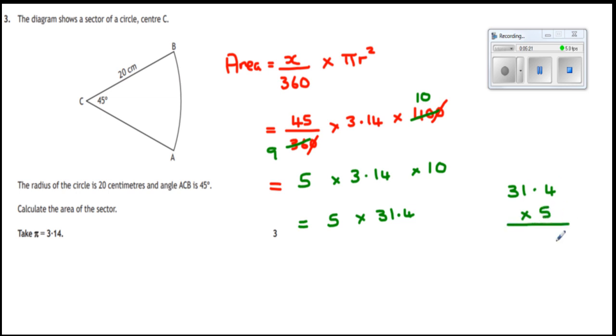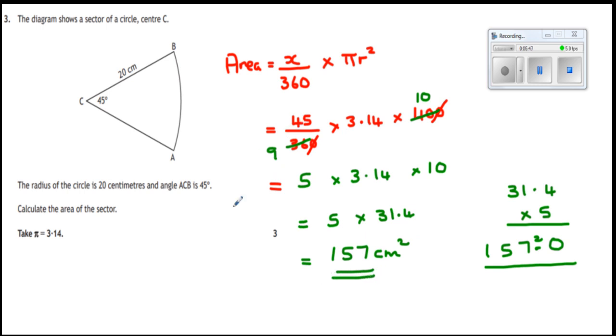So 5 fours are 20, put down a 0, carry 2, 5 ones are 5 and 2 makes 7, 5 threes are 15. Now there is one number after the decimal point in the question, I need one number after the decimal point in my answer. So therefore the area of that sector is 157, and the units are centimetres squared.